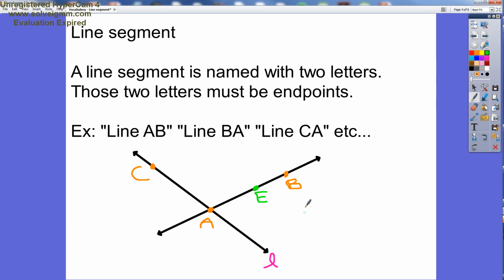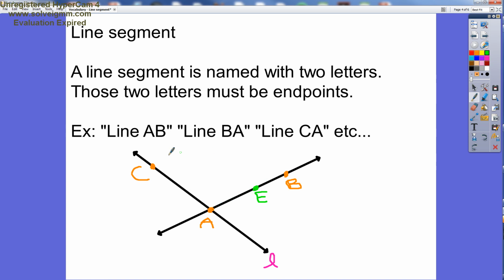I've got the exact same diagram from last time, and pretty much when we're going through, instead of calling it line AB, we can call it line segment AB, and then we're just talking about all the points that start at A and go to B. That includes E, by the way. E's in there, so E gets included. It's everything from A to B and all the stuff in the middle.